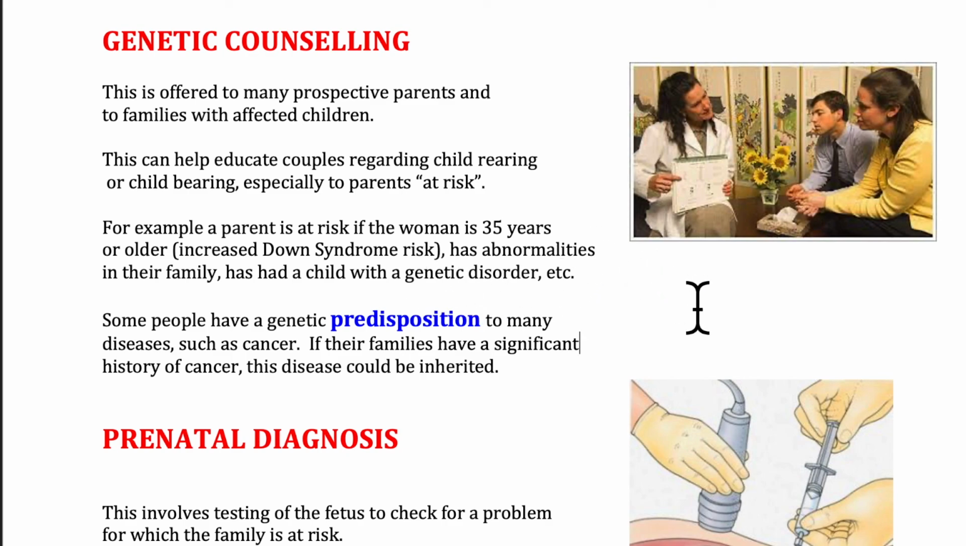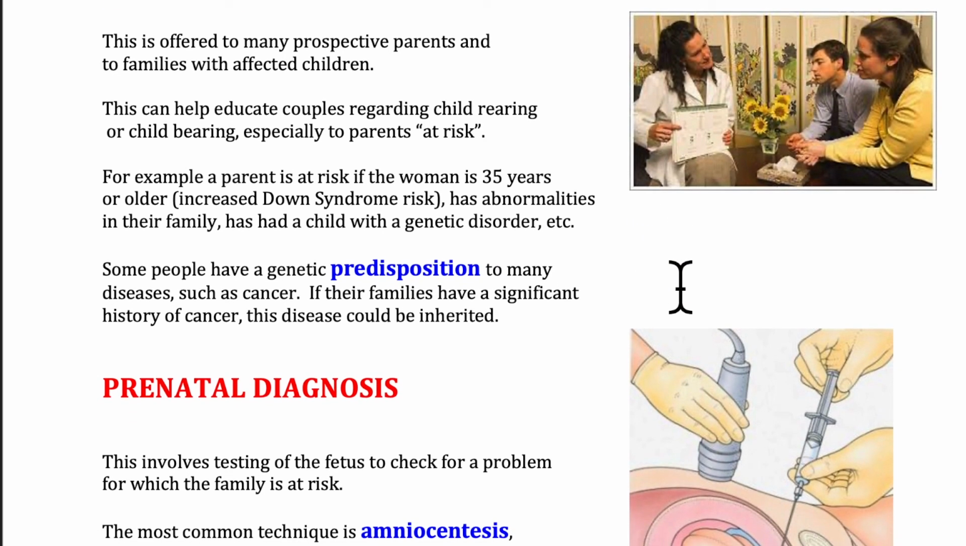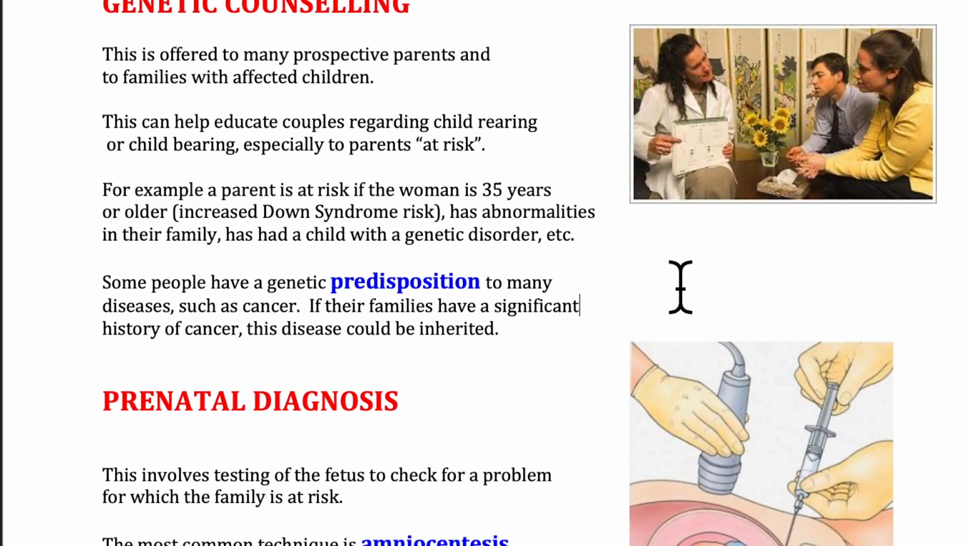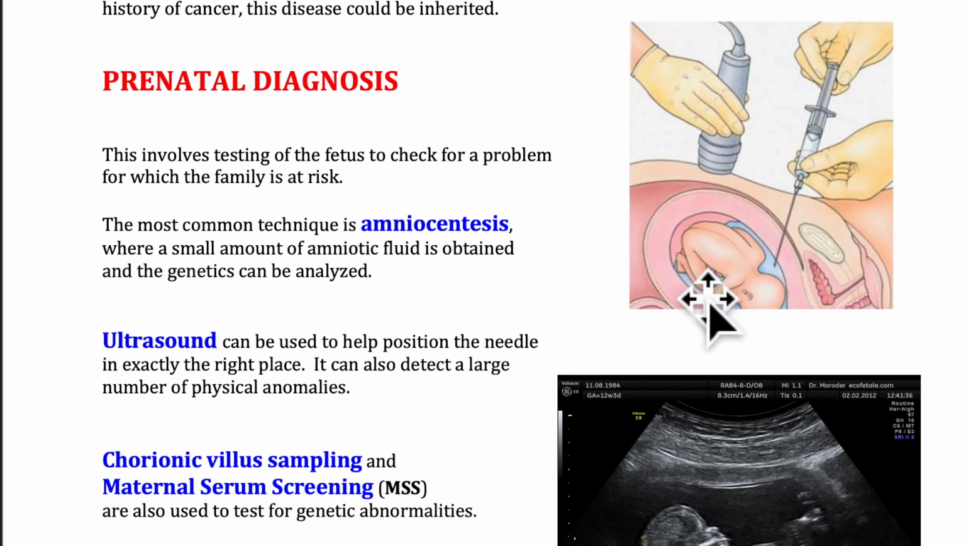So for example, if a parent is at risk and a woman's 35 years old or older, increased Down syndrome risk, has abnormalities in their family, has a child with a genetic disorder, etc. So some people have a genetic predisposition to many diseases such as cancer. If their family has a significant history of cancer, this disease could be inherited.